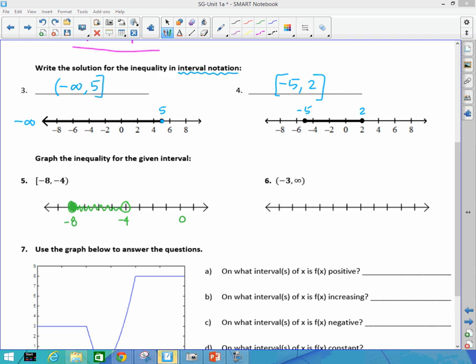Okay? And on the other side, this again tells you the order. So wherever you decide negative 3 is, you put it here. You put a hole in it. Parentheses means I don't color it in. But infinity is over here, so that means I'm shading this way.